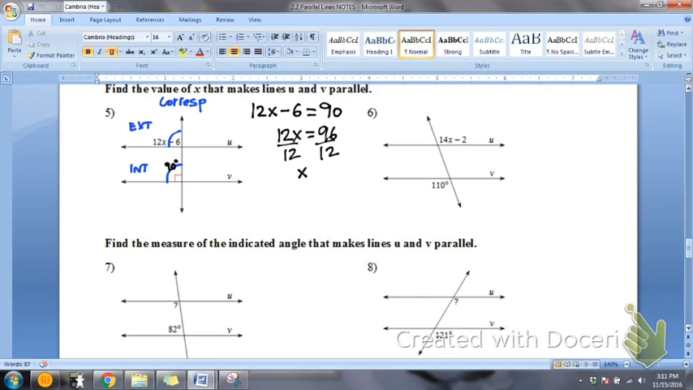So if I divide 96 by 12, I get what? 8? Anybody else get 8? Yes. Good. Okay, try number 6 on your own. Identify what type they are and then figure out what you need to do with them.